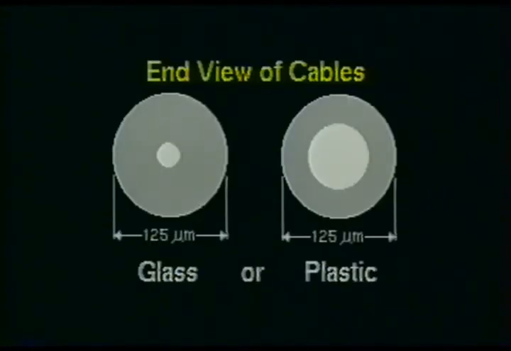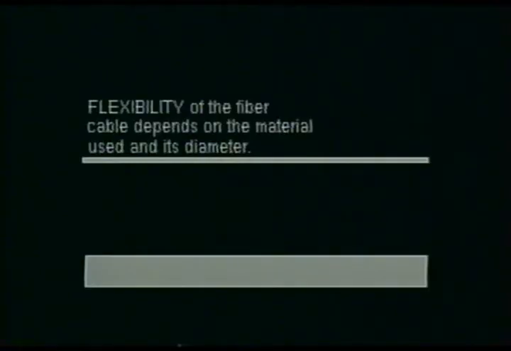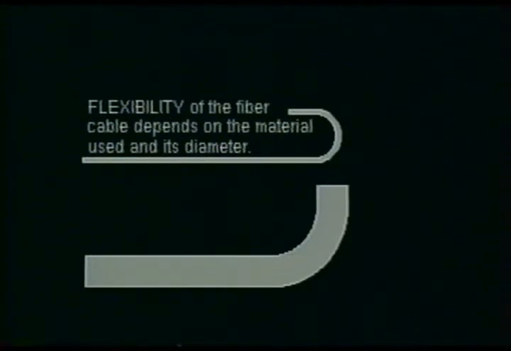As you will see later in the video, not all fiber cores are the same. Some are made of plastic and some are made of glass. Even though the fibers are flexible, they are still somewhat stiff. Their degree of flexibility will depend on the materials being used and the diameter of the cable.